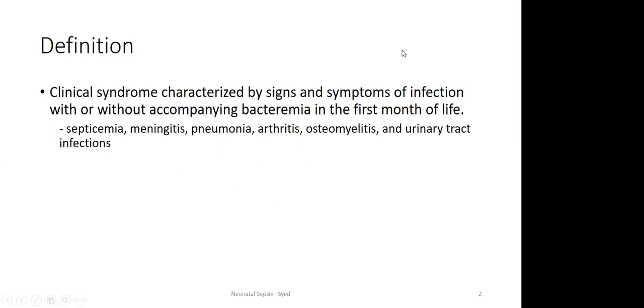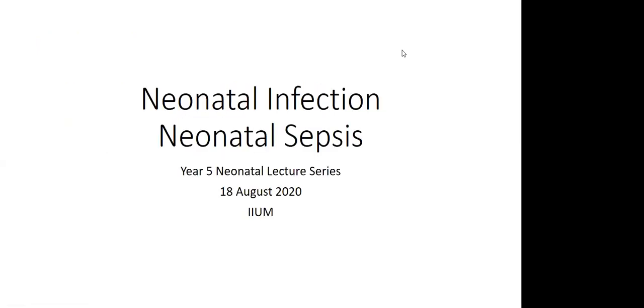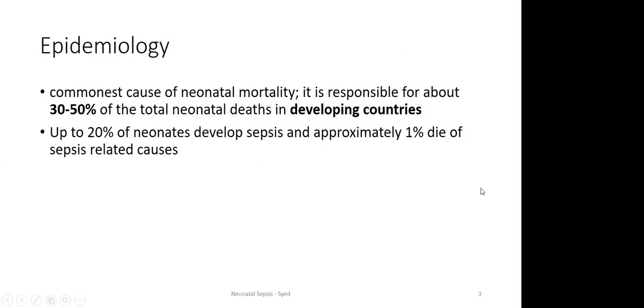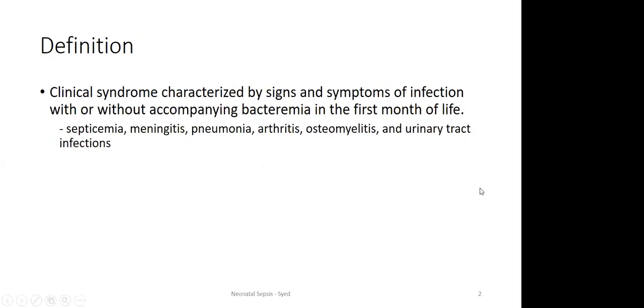So the definition of neonatal sepsis is a clinical syndrome characterized by signs and symptoms of infection with or without accompanying bacteremia in the first month of life. So the keyword is first month of life. It's in fact first 28 days of life. And then it is a syndrome. So as long as we've got the signs and symptoms, then you can say it's a sepsis.